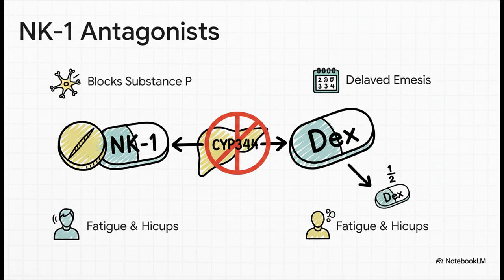Now, the NK1 antagonists. The big takeaway here is that they target substance P. That's what makes them so essential for preventing that tricky delayed CINV in our high-risk patients. But the most important thing you need to remember for your exam is the drug interaction. These guys are CYP3A4 inhibitors, so when you use one with dexamethasone, you must cut the dexamethasone dose, usually by about 50%. This is a classic clinical interaction you have to know.